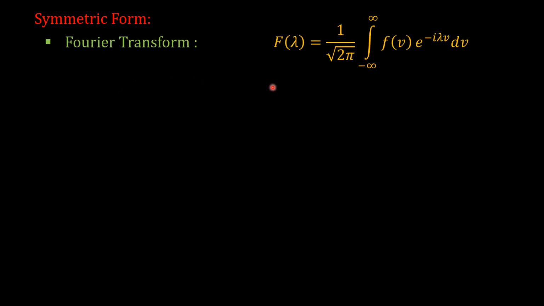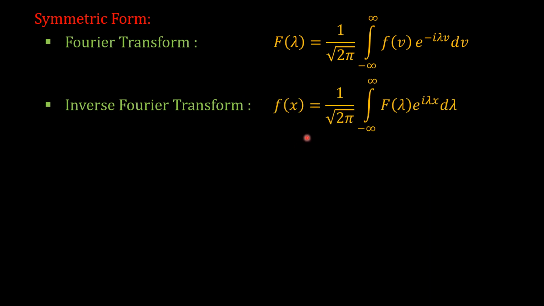Okay, the symmetric form for the Fourier transform: that coefficient 1 upon 2 pi is split into two equal parts. So one part we have considered with F of lambda. F of lambda is equal to 1 upon root 2 pi integration from minus infinity to infinity f of v e raised to minus i lambda v dv. And the inverse Fourier transform is given by f of x is equal to 1 upon root 2 pi integration from minus infinity to infinity F of lambda e raised to i lambda x d lambda. So these are the formulas for the Fourier transform and the inverse Fourier transform.